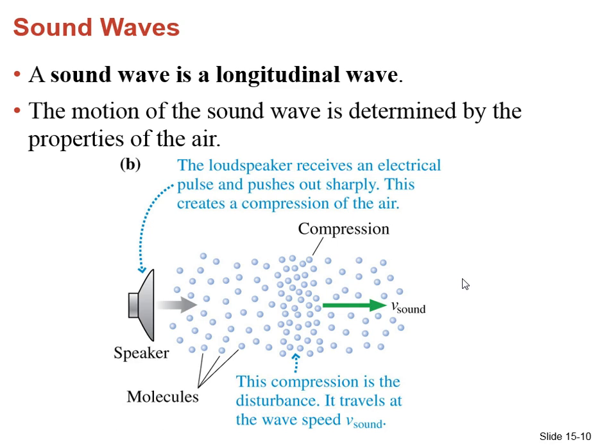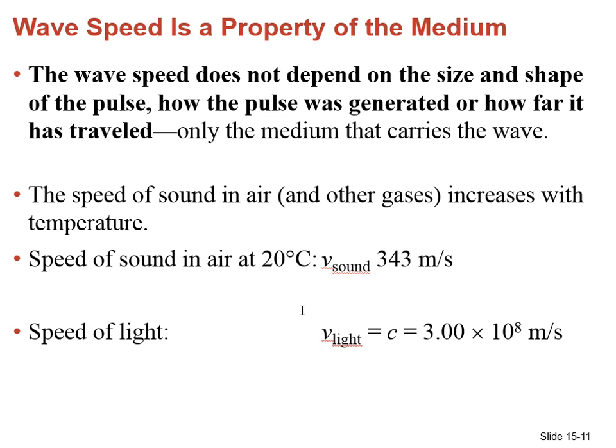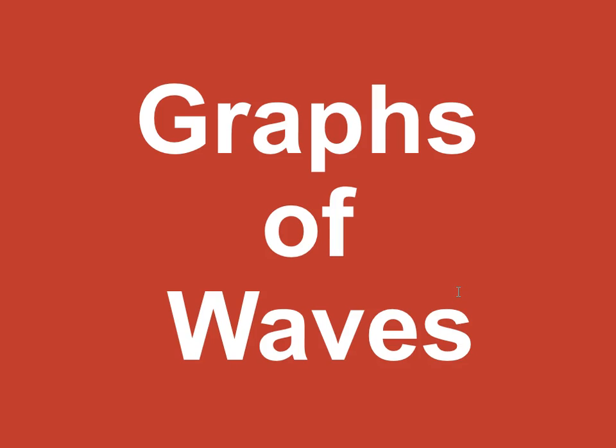Sound waves are longitudinal waves, and they're formed by the compressions and rarefactions of the air molecules. The speed of sound, values that we use, 343 meters per second, and then the speed of light, 3 times 10 to the 8th meters per second. And I know this value right here is on your AP formula chart.